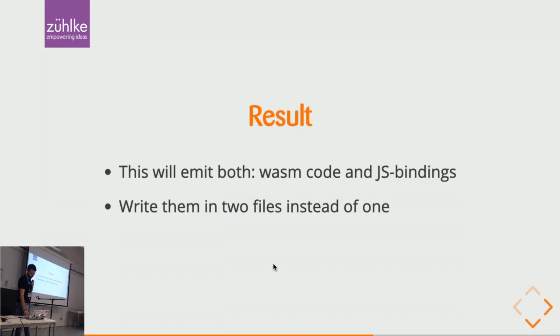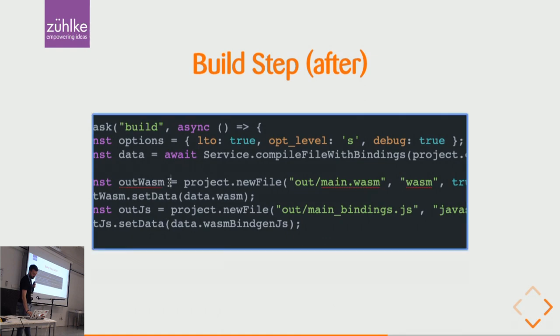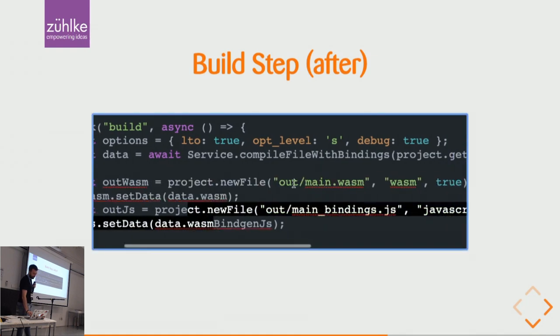Because if you look at it, before we had this data object and we would just say wasm set data. But what we do now is that data object has two properties on it. One is wasm, this is the binary, and one is wasm_bindings_js. So we create two files here. This is the basic difference. We have one out main.wasm file and we have one main_bindings.js. So now we created both. We compiled that Rust into JavaScript and into WASM, sorry.